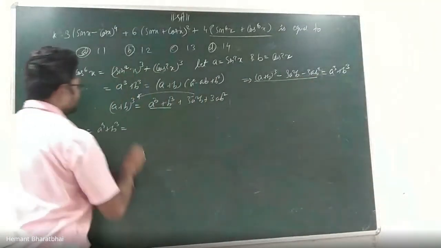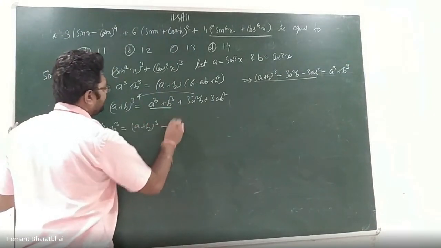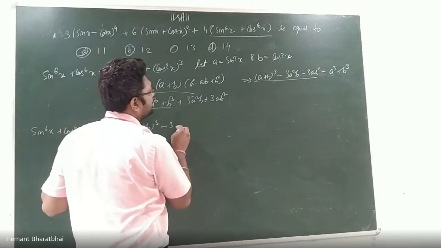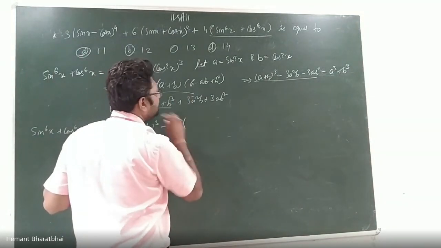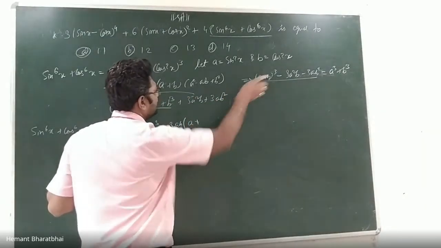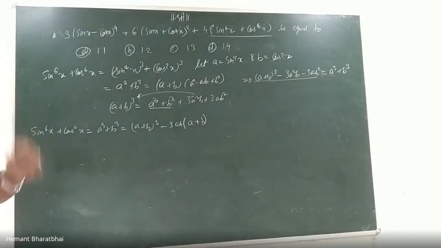It can be written as a plus b the whole cube minus 3, I will take common. 3ab I will take common. So what will remain there is a plus b. Okay, 3ab I have taken common.